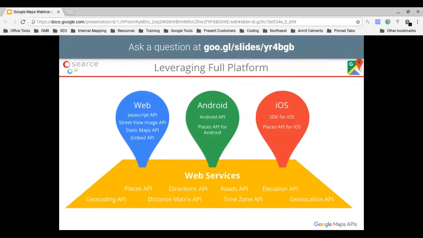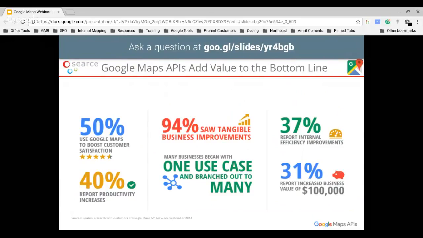This is how Uber runs, right? Then we have roads API, time zone API, elevation API, geolocation API. So if you have questions around this, we can discuss these APIs in detail later. But keeping our discussion mostly business centric, I'll move on to the other slides.